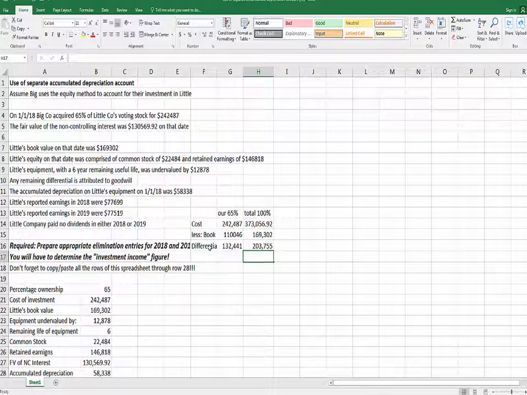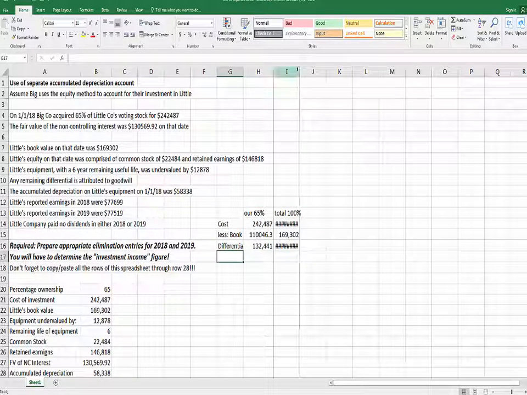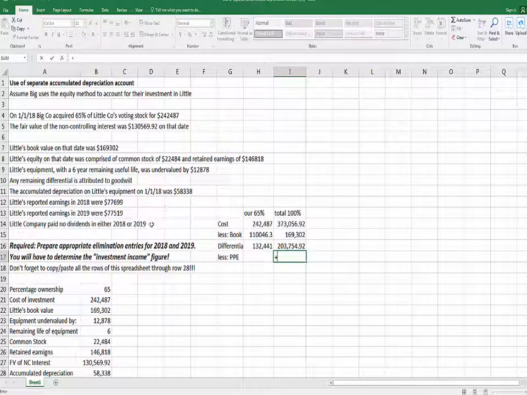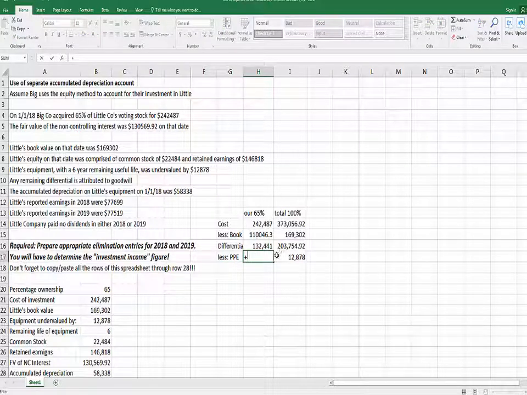Okay. Next we have to explain why this differential exists. I'm going to scooch those over in one spot. Again, why does a differential exist? Well, we've got some undervalued property, plant, equipment. Again, total undervaluation is 12,878. Our share of that.